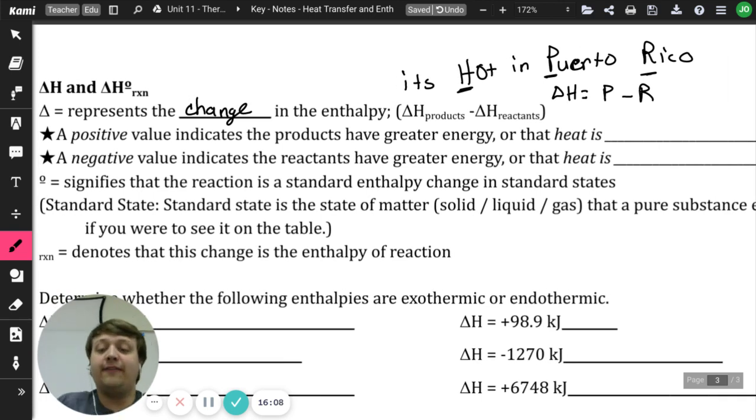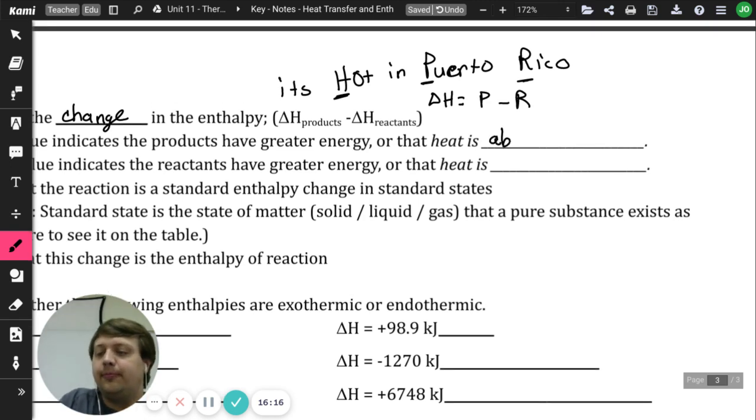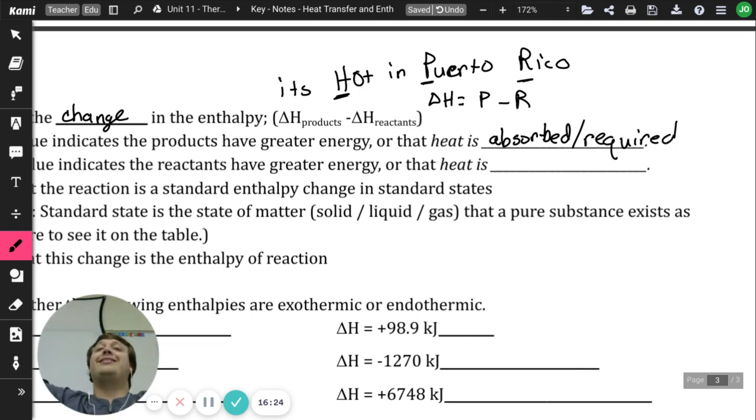Now, a positive value indicates that the products have a greater energy. And so that tells me that the heat was absorbed. And so we could also say that it was required for that. So it had to actually absorb that for the reaction to occur. So we required it, it was absorbed.